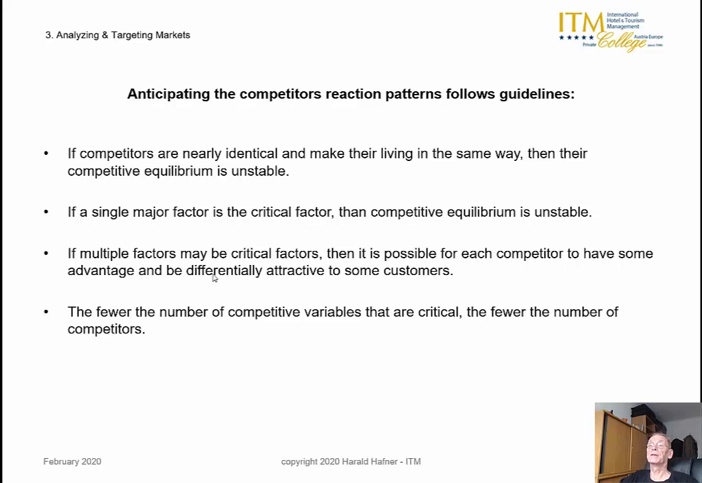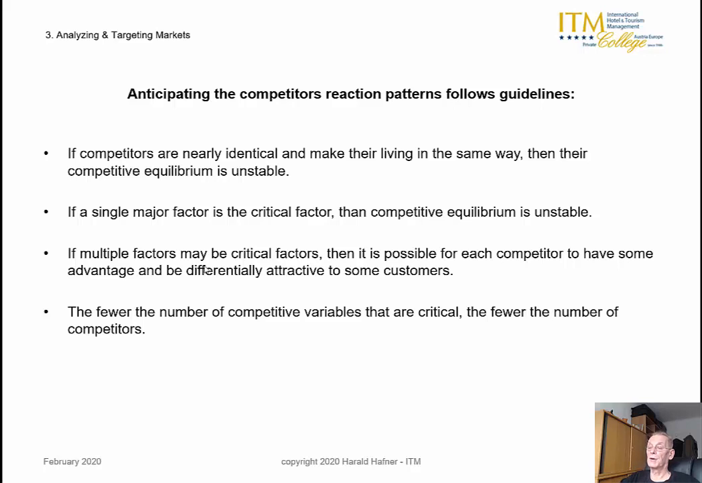If multiple factors may be critical factors, then it is possible for each competitor to have some advantage and be differentially attractive to customers. The more the multiple factors that may provide an advantage, the more competitors can coexist. Each competitor has its competitive segment defined by the preference for the factor trade-offs that are being offered. This would describe industries where many opportunities exist for differentiation on quality.